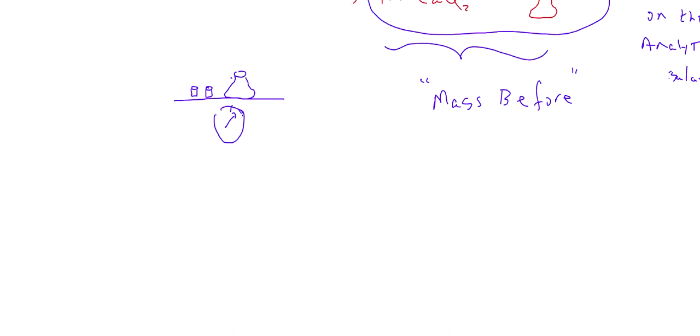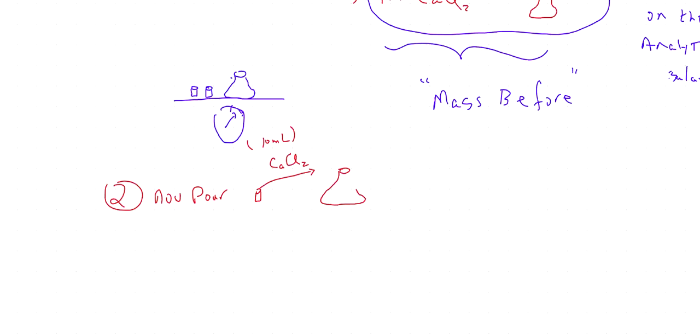Okay, now the second thing we're going to do is now pour from that little vial the calcium chloride, CaCl2. Remember, that's 10 milliliters into the flask.